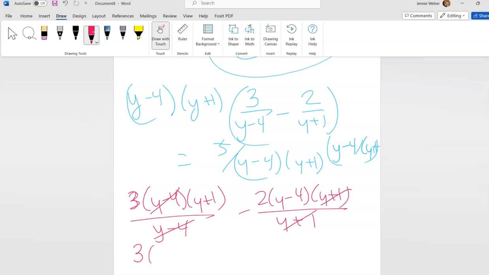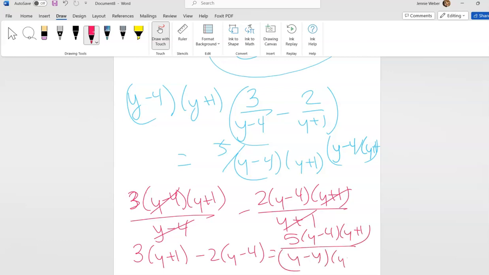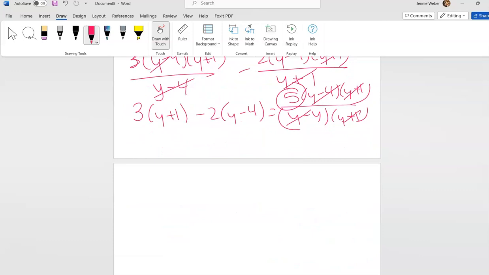So I'm really left with 3, y plus 1 minus 2, y minus 4. And then over here, same thing. I times it through by all this. But now when I look at it, this cancels and this cancels. So I'm only going to be left with that 5 right there. That was pretty nice of it to get rid of all that stuff for us.